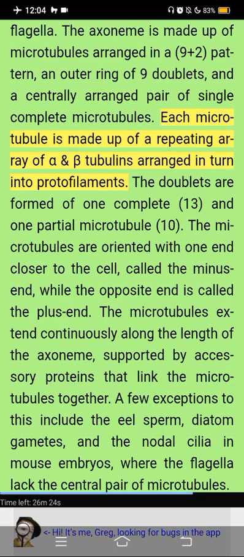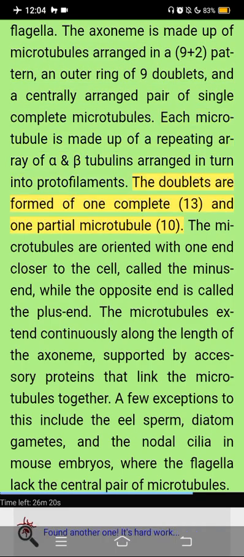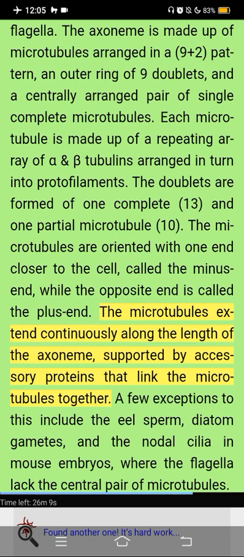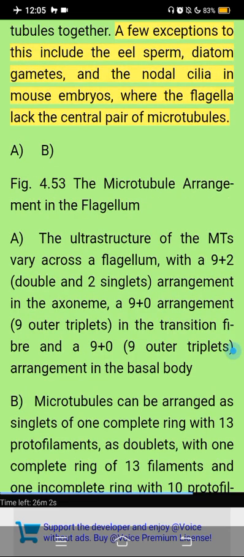Each microtubule is made up of a repeating array of alpha and beta tubulins arranged in turn into protofilaments. The doublets are formed of one complete 13 and one partial 10 protofilament microtubule. The microtubules are oriented with one end closer to the cell, called the minus end, while the opposite end is called the plus end. The microtubules extend continuously along the length of the axoneme, supported by accessory proteins that link the microtubules together. A few exceptions to this include the eel sperm, diatom gametes, and the nodal cilia in mouse embryos, where the flagella lack the central pair of microtubules.